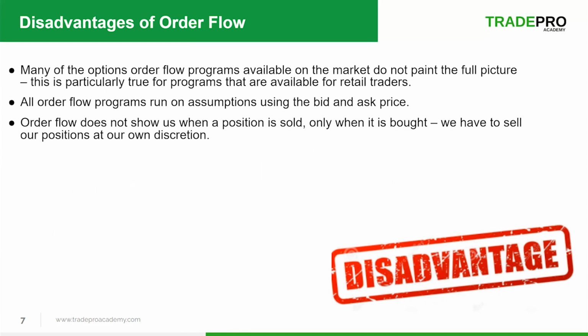Order flow does not show us when a position is sold, only when it is bought. So we have to sell our positions at our own discretion, except if you know a few little tricks like I do, which may be revealed in a future trade alert video.